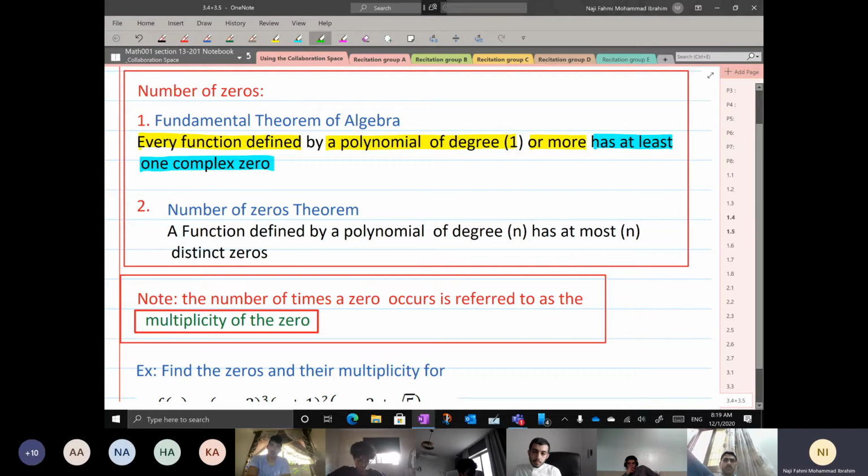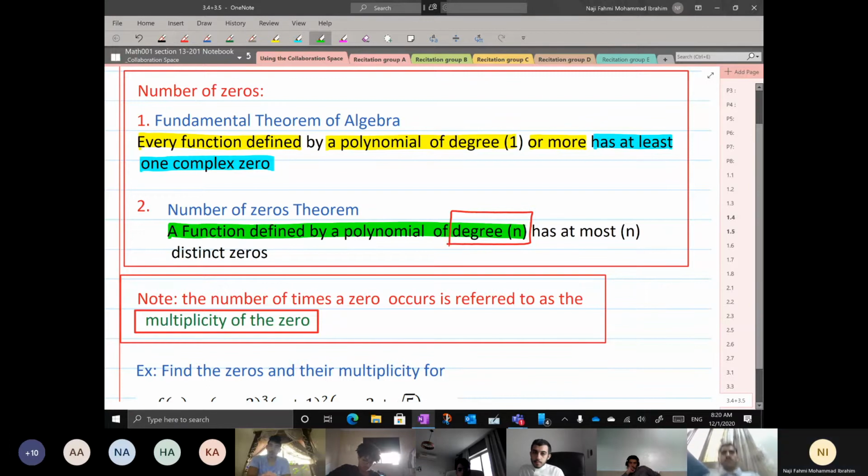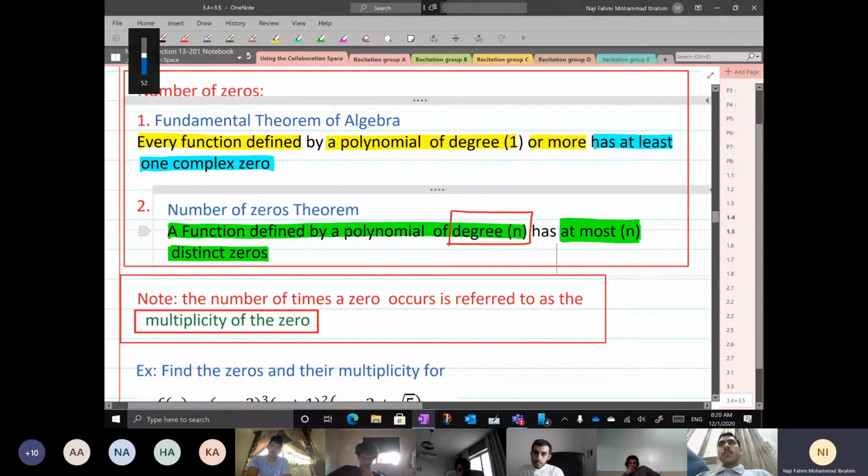The second theorem now, what does it say? A function defined by a polynomial of degree what? What's the degree now? n. Degree n has what? At most n distinct zeros. What does distinct mean in Arabic? Maximum? Distinct, what does it mean in Arabic? مختلفة.